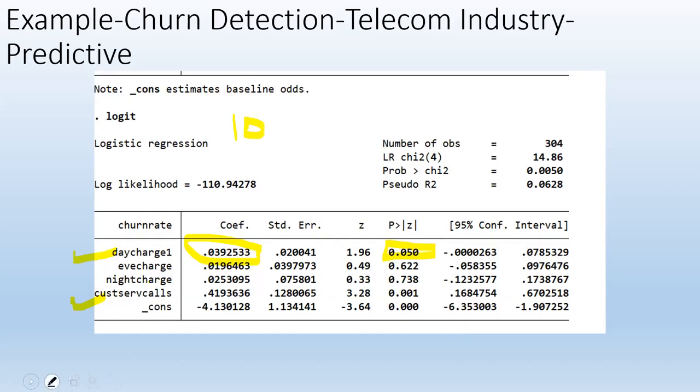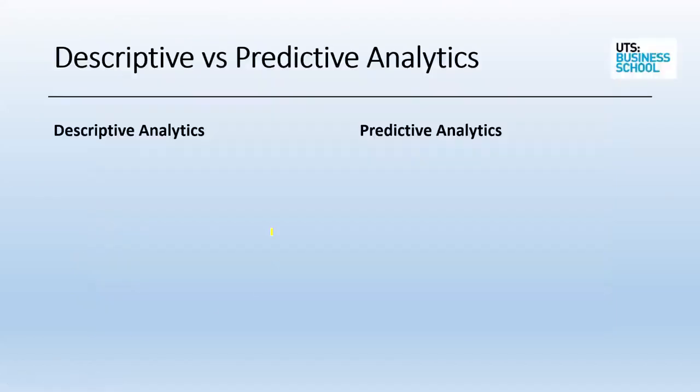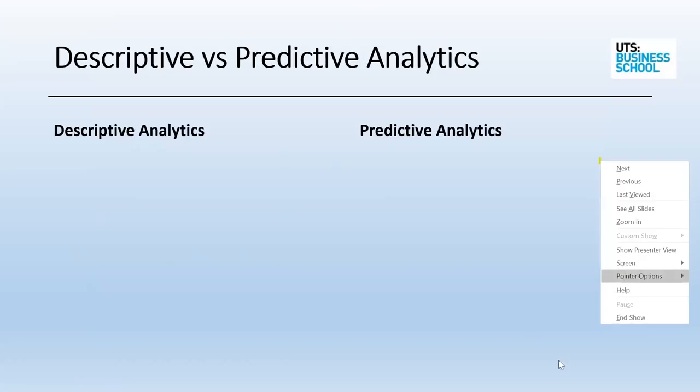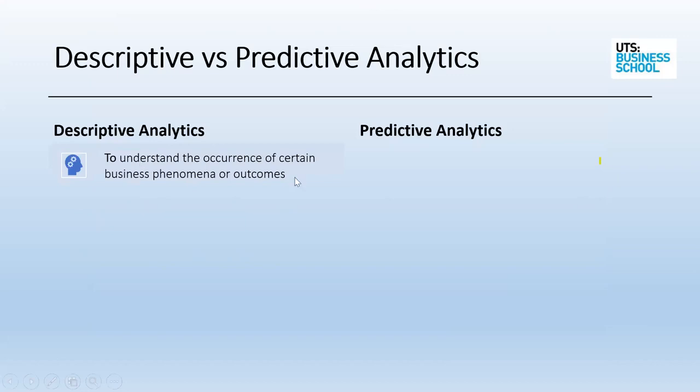Now we move on to our next concept. So we have compared diagnostic with predictive analytics, right? Descriptive analytics, let us see what is the key difference. Okay, so when we talk about descriptive analytics, this is the lowest complexity level of analysis, which means we are just looking at mean, median, and mode. So what we want to understand here is the occurrence of certain business phenomena or outcomes.